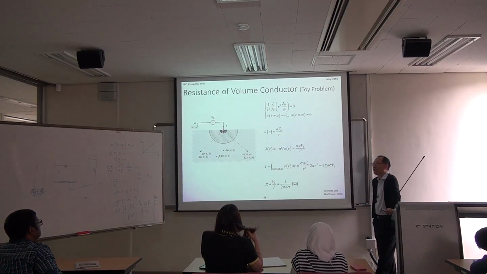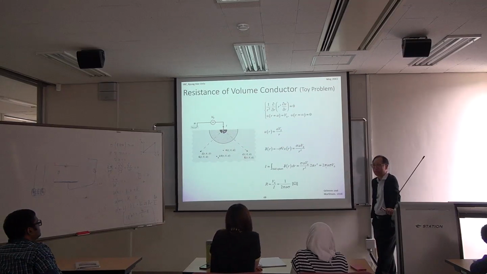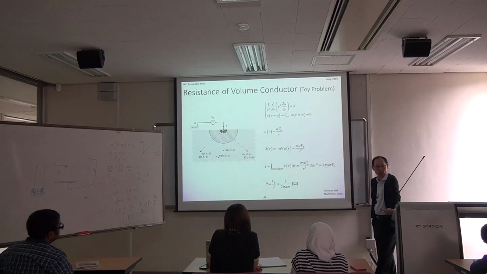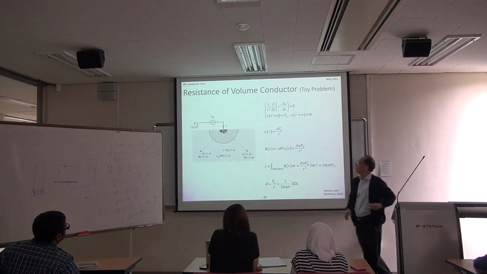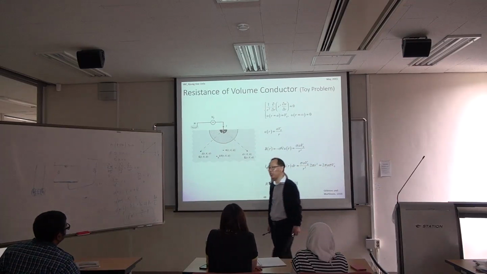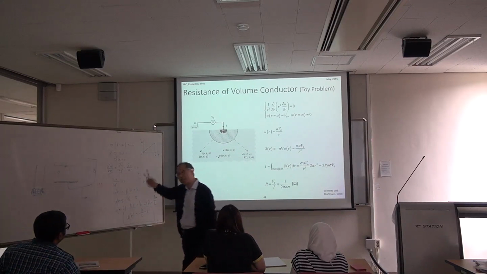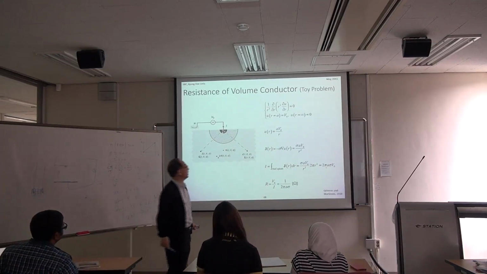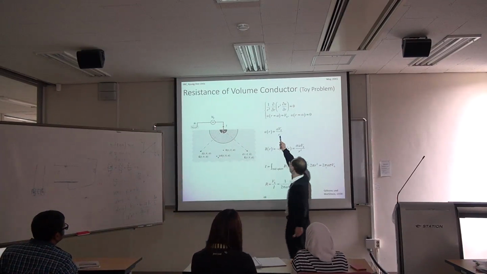If you move 10 meters, then the voltage is 1 over 10. At 100 meters, 1 over 100. Something like that. How do you calculate current density? This is the voltage. So to calculate the current density, what should you do? You calculate the gradient of voltage. Okay? So we calculate the gradient of this thing.